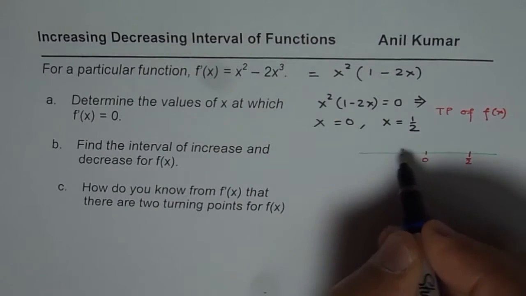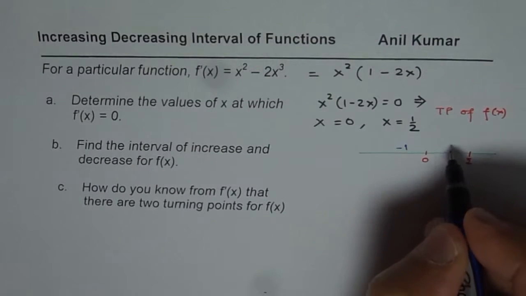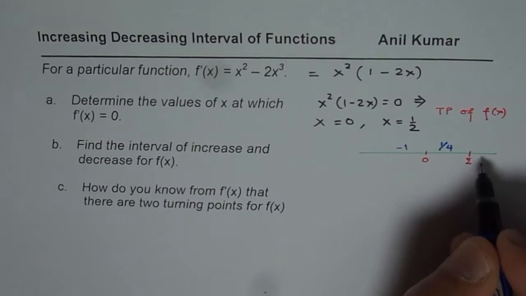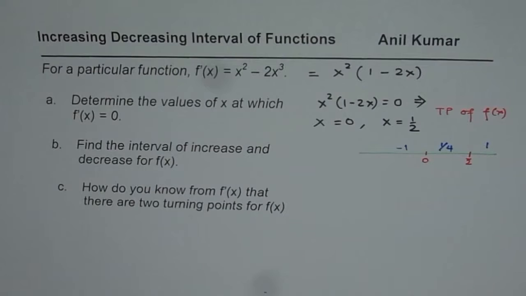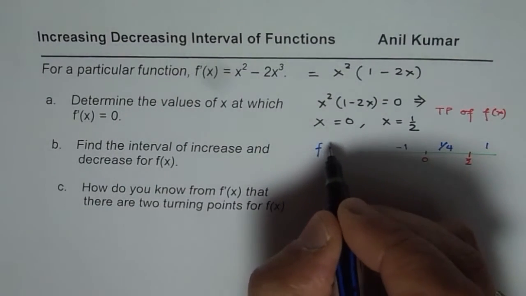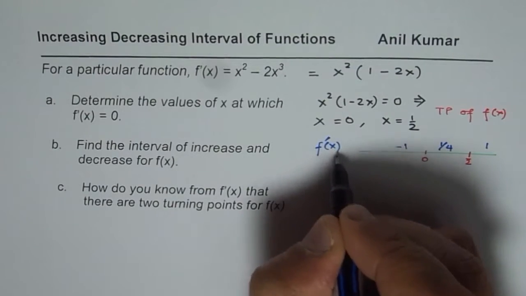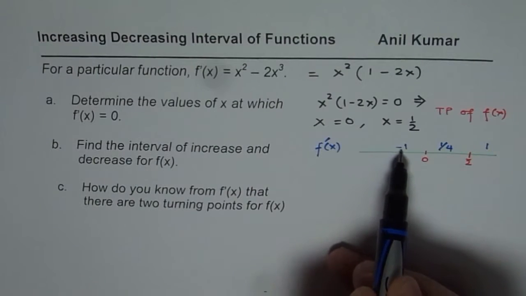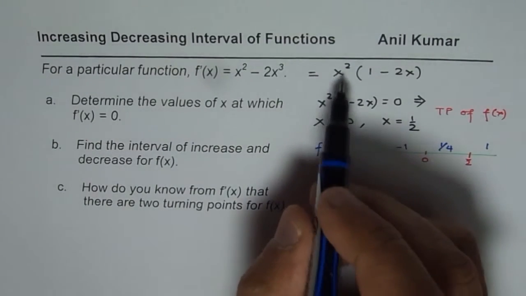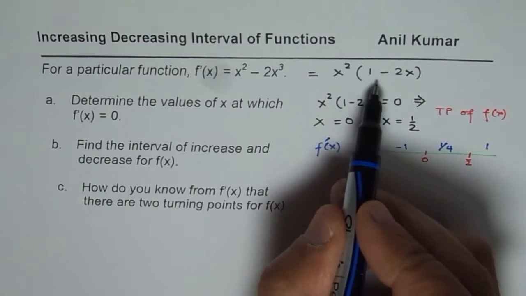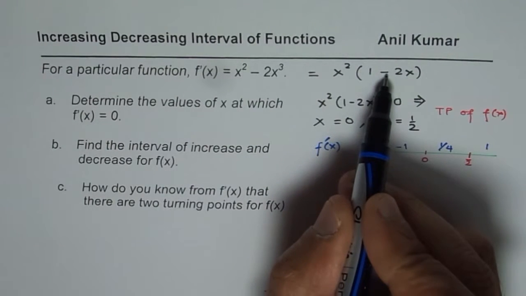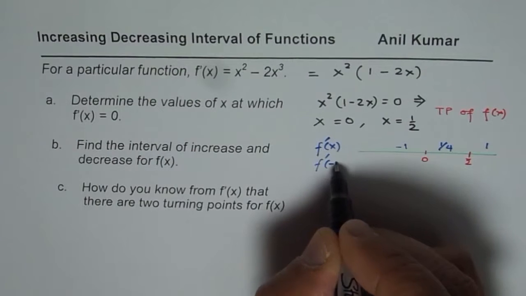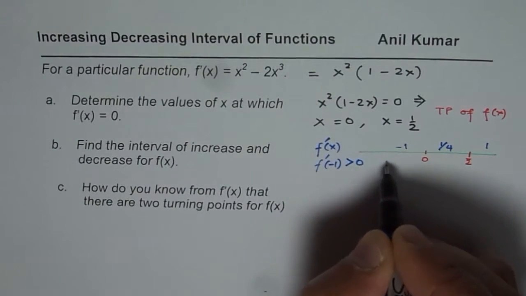A test point on the left side of 0 could be minus 1. Between 0 and half we can take 1 over 4. And beyond half we can take 1 as our test point. We are trying to find the sign of the derivative, not the real value, just the sign. If I substitute minus 1 in this formula, minus 1 will make x squared positive, and 1 minus 2x also positive. So you get a positive value. So f prime of minus 1 is greater than 0.